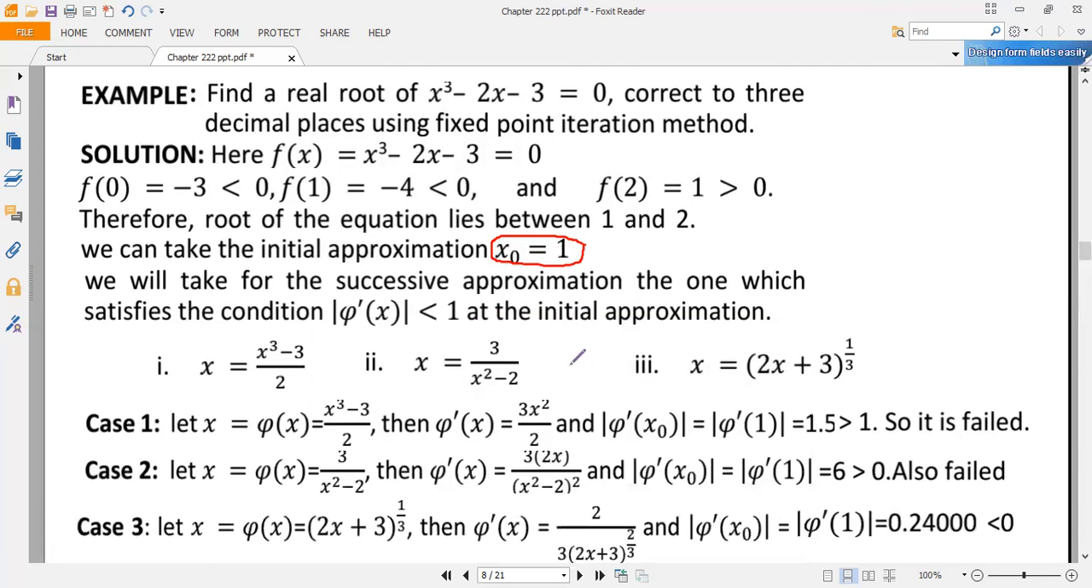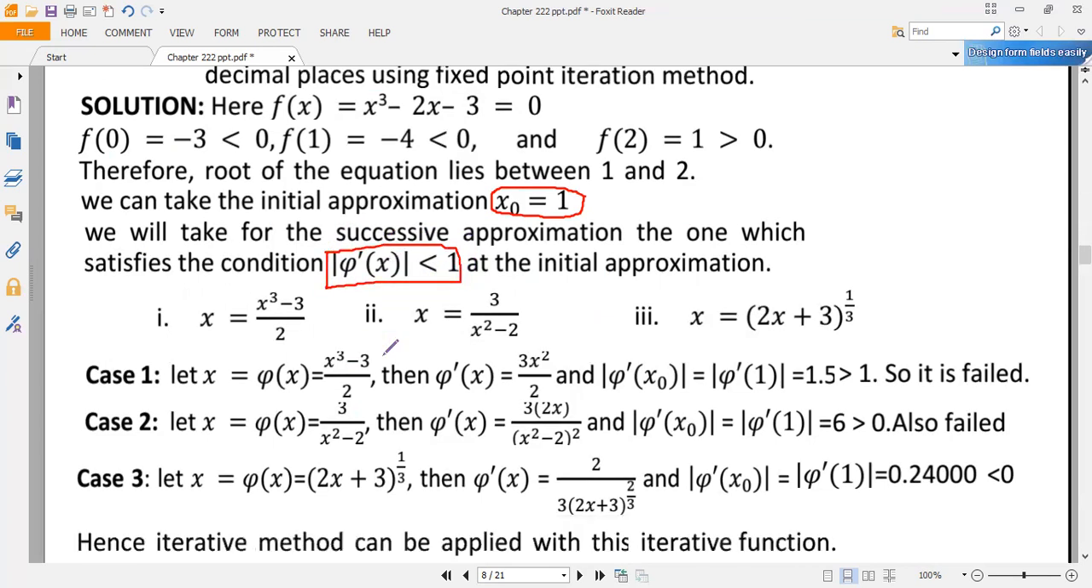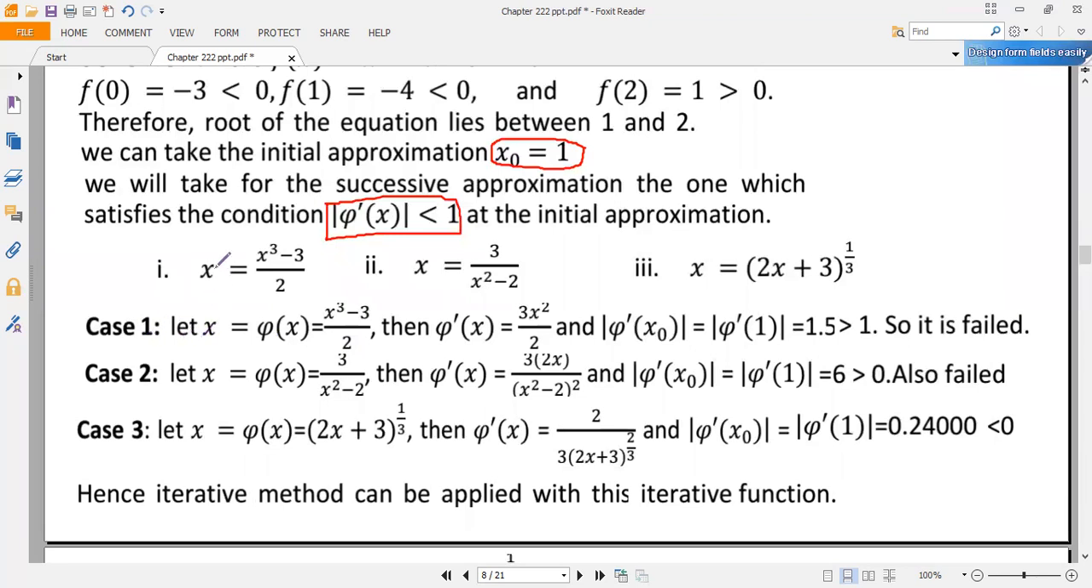So which one satisfies the condition that the absolute value of phi derivative at x naught is less than one? The first one: phi of x equals x cubed minus 3 over 2, so phi derivative of x is 3x squared over 2. The initial approximation x naught is 1, given.